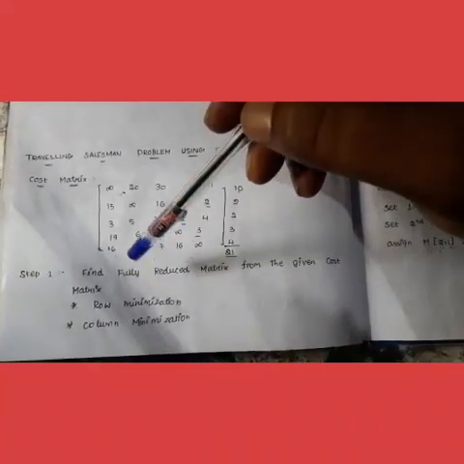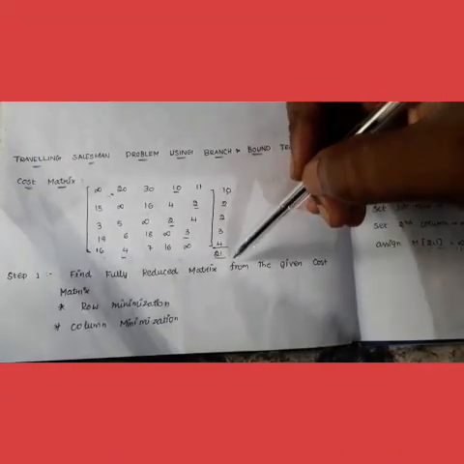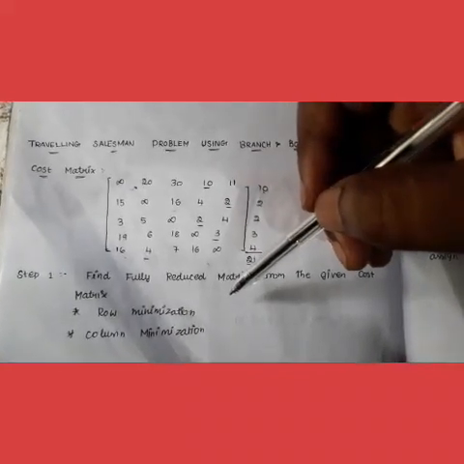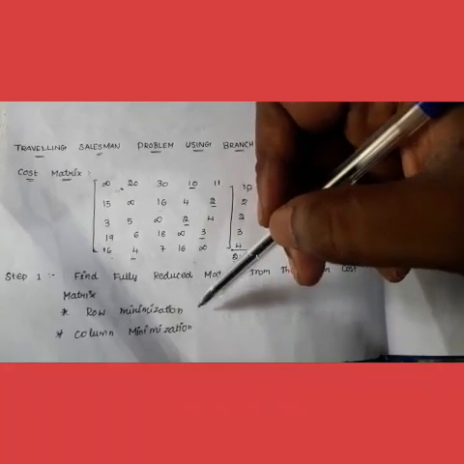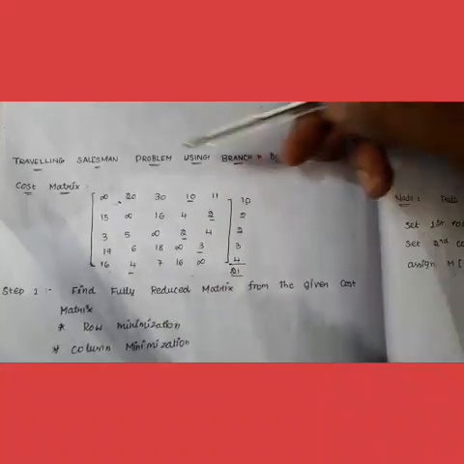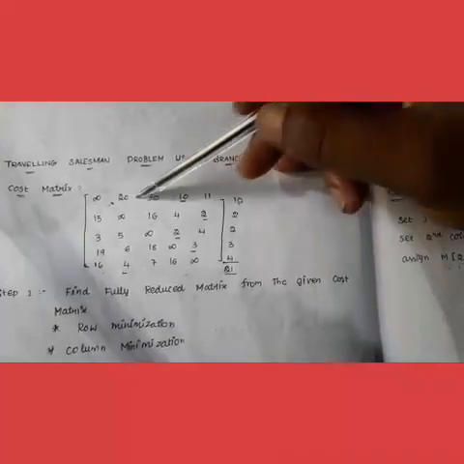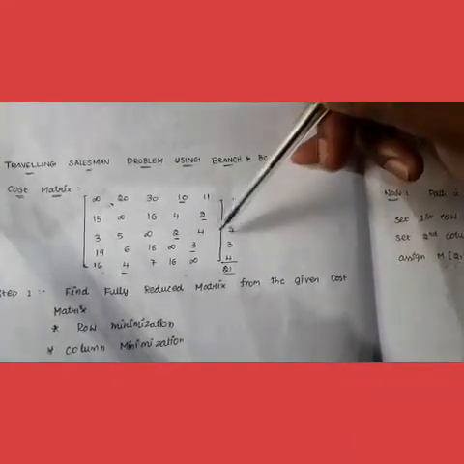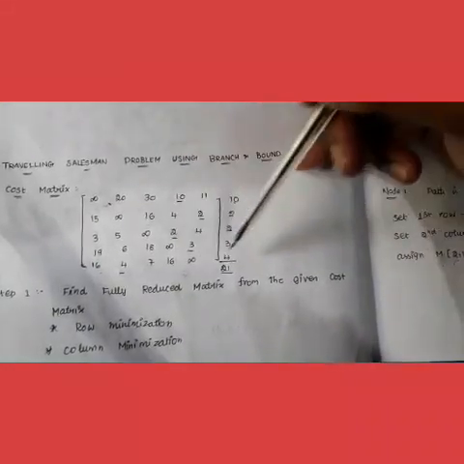The very first step is we need to find the fully reduced matrix. The fully reduced matrix can be found in two ways. One is row minimization, and the next is column minimization. These two steps you need to do as mandatory. First I am going to do the row minimization. In row minimization, in each row we need to find the minimum value. In the first row the minimum value is 10, in the second row the minimum value is 2, in the third row the minimum value is 2, in the fourth row the minimum value is 3, and in the fifth row the minimum value is 4.